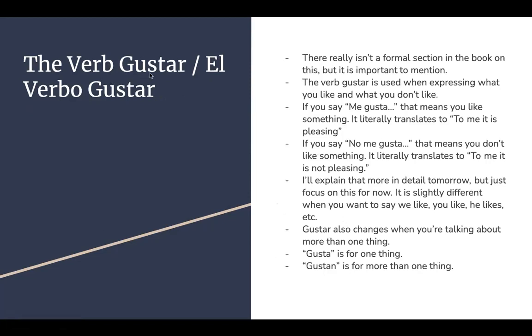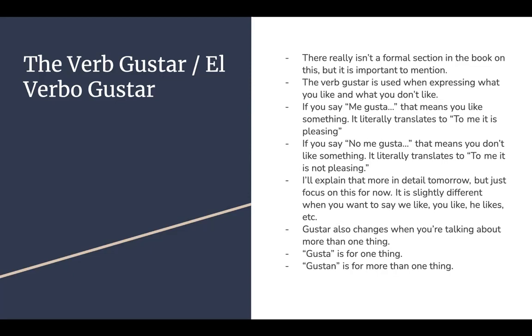And then we'll go over the verb gustar, which I don't know why they put a section on in the homework, because they never took a part of the book to explain gustar and how it works. And we're only in Spanish 1, so we haven't really done any verbs yet. So I figured that I would go over it.